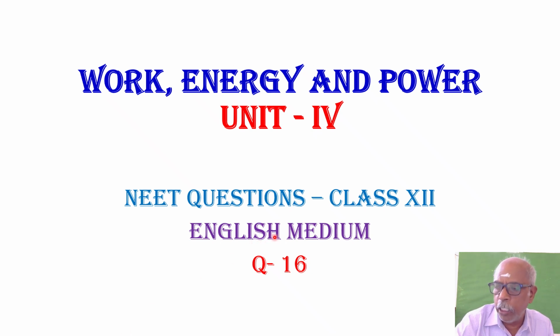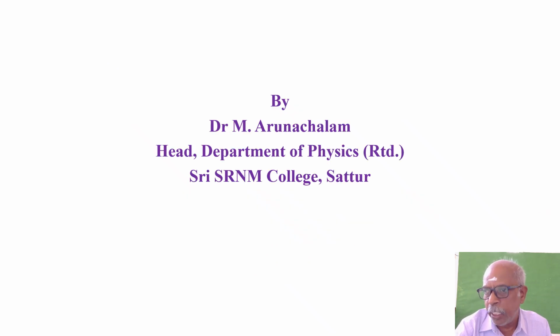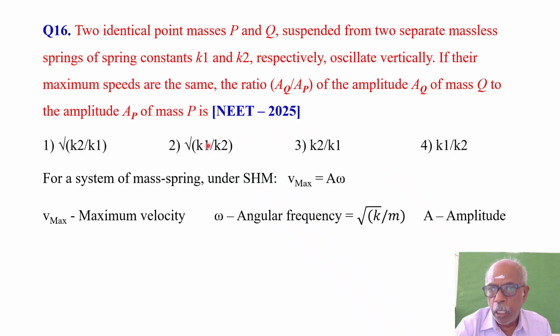In today's video, we are going to solve a multiple choice question from Unit 4, that is work, energy and power. The question is: two identical point masses P and Q suspended from two separate massless springs of spring constants K1 and K2 respectively oscillate vertically. If their maximum speeds are the same, what is the ratio AQ by AP?